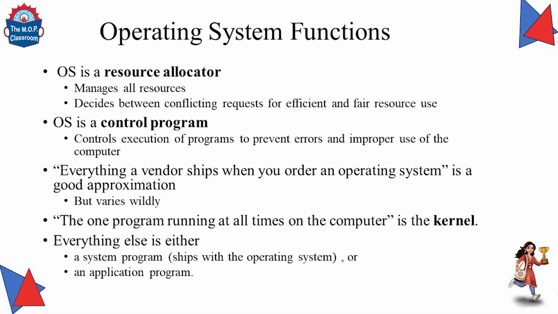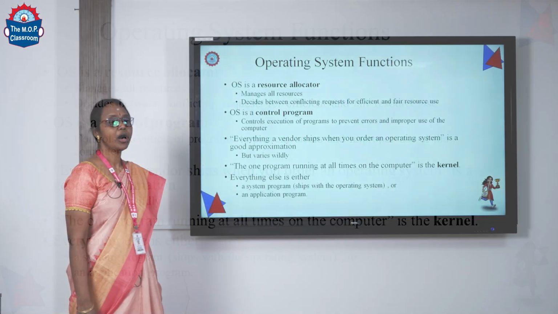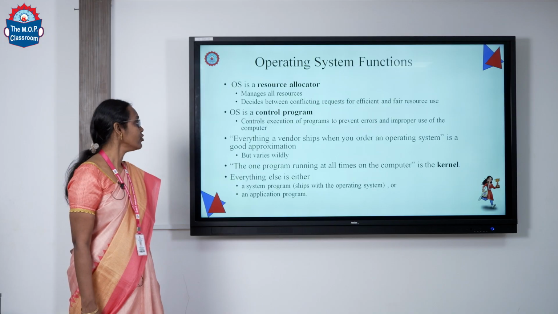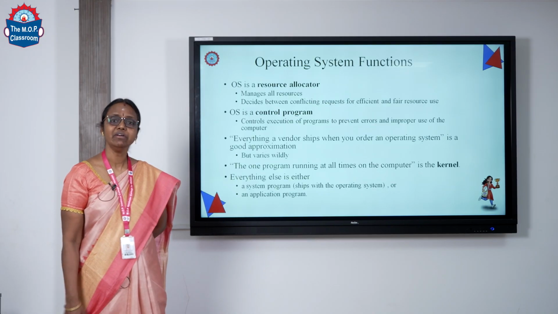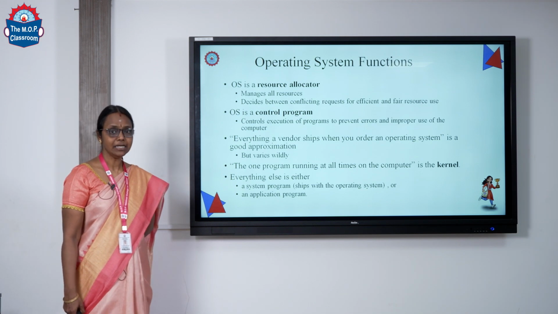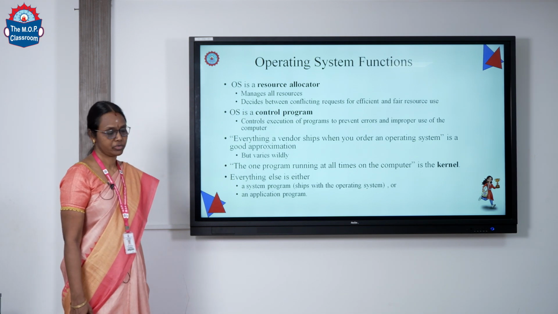OS is a resource allocator. Mainly it helps in managing all the resources and decides between conflicting requests for efficient and fair resource use. The operating system is also a control program, meaning it controls the execution of programs to prevent errors and improper use of the computer.